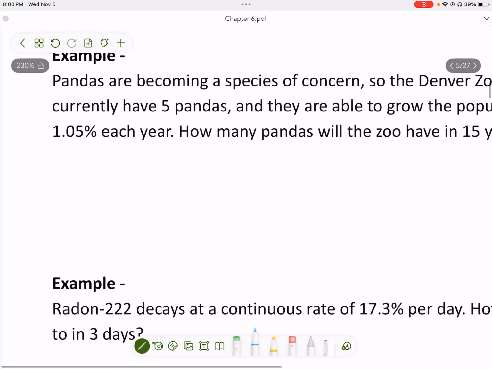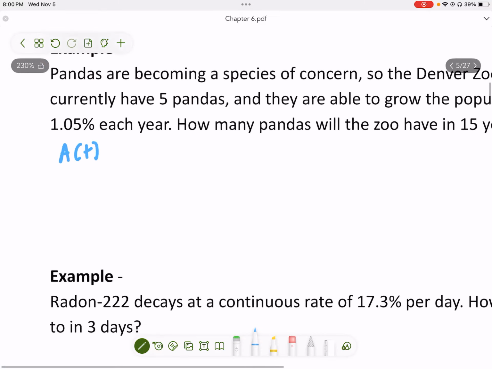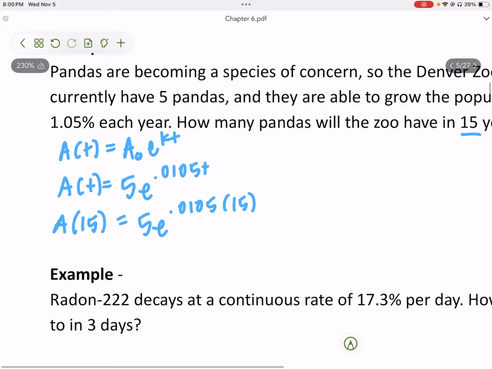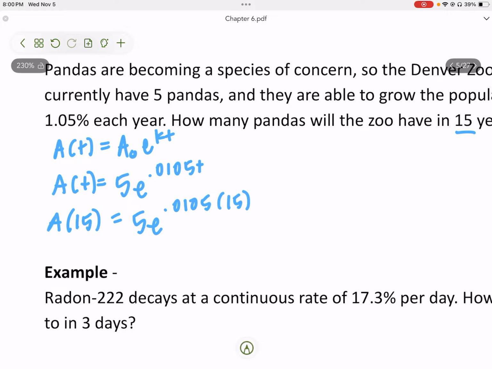We need to start by writing out this function. So, I have A of t equals A naught e to the kt. Okay, A naught is the starting number of pandas. The rate is 0.0105, times t. Okay, so that's the function we're working with. And time is going to be 15 years. So in 15 years, how many pandas will that zoo have? We're just going to plug that into the calculator.